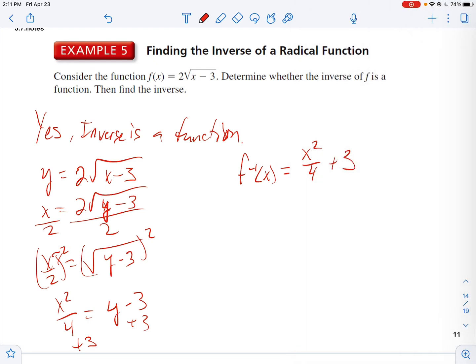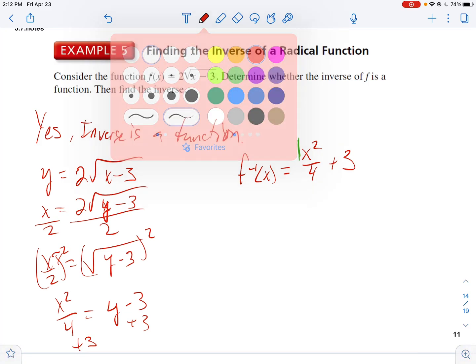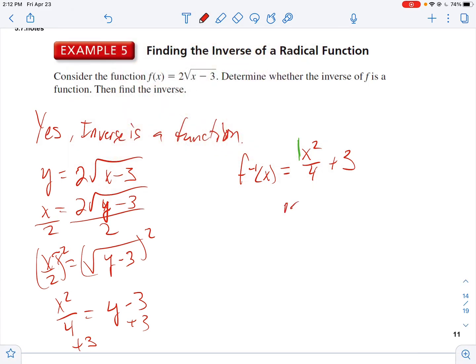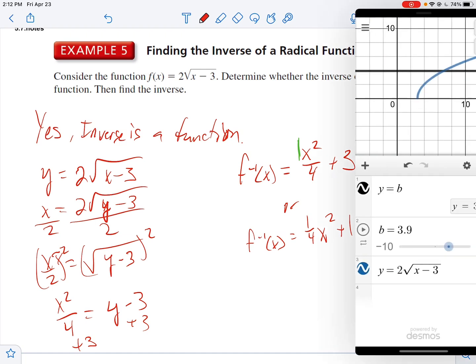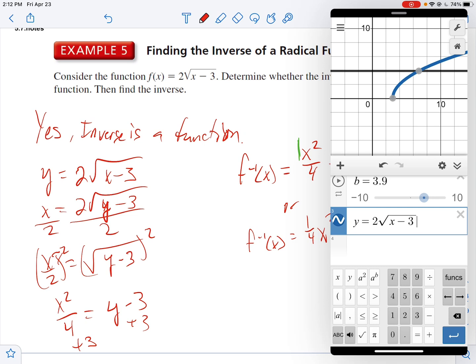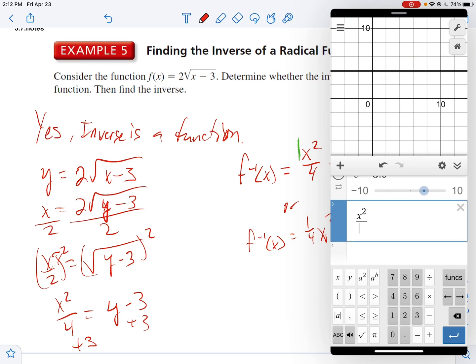I could also write that as, just in case you want to know, technically there's a 1 right there. So I could write it as f to the negative 1 of x equals 1/4 x squared plus 3. That might be how you might see it more often, so it looks more like a quadratic, an x squared plus an x plus a constant, that kind of thing. Well, let's plug that one in. Okay, so we got x squared divided by 4 plus 3.